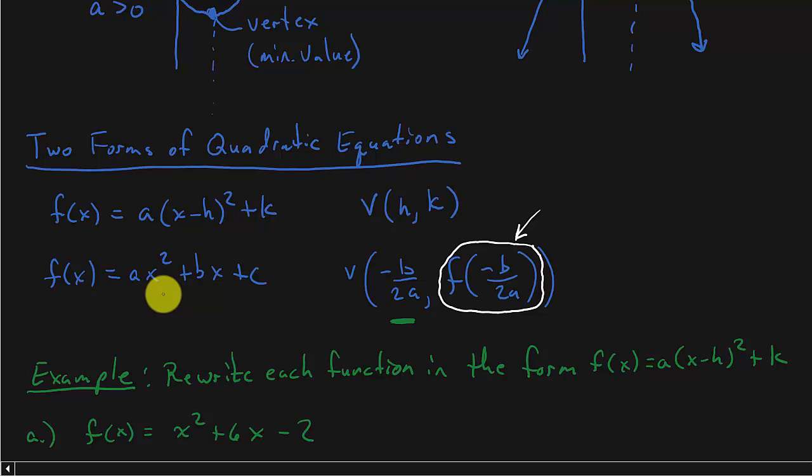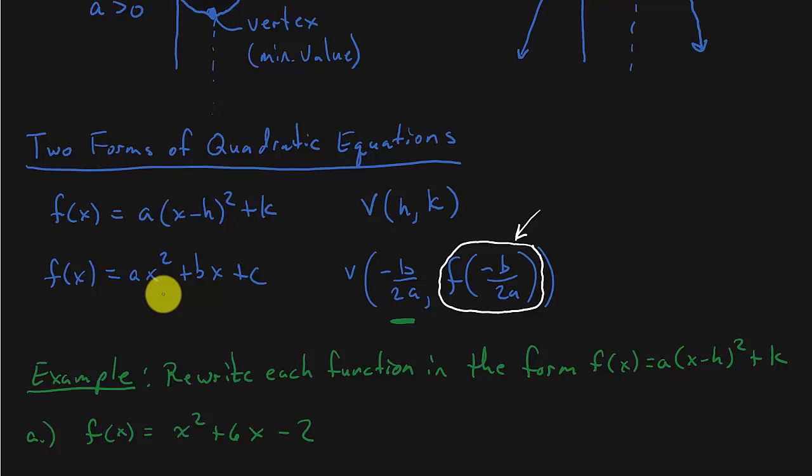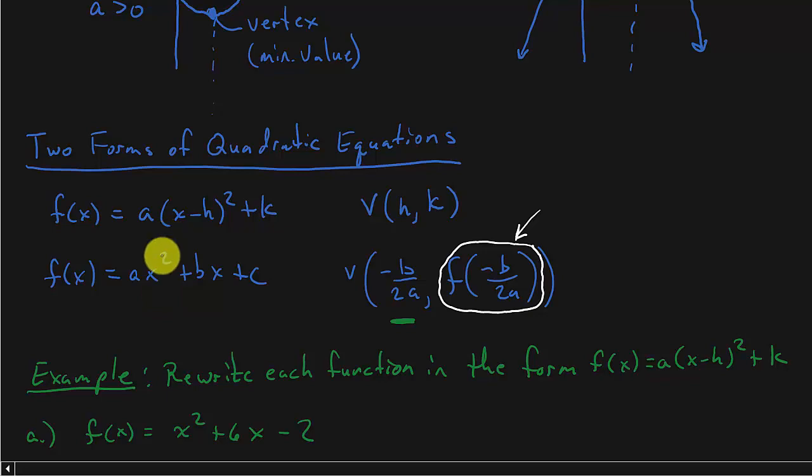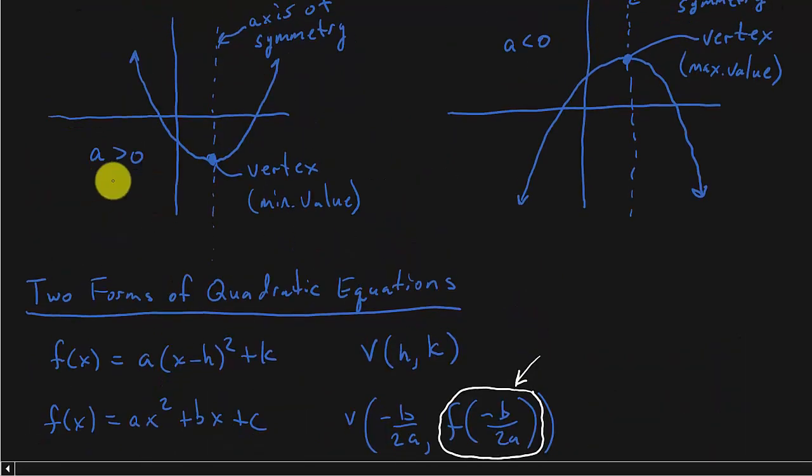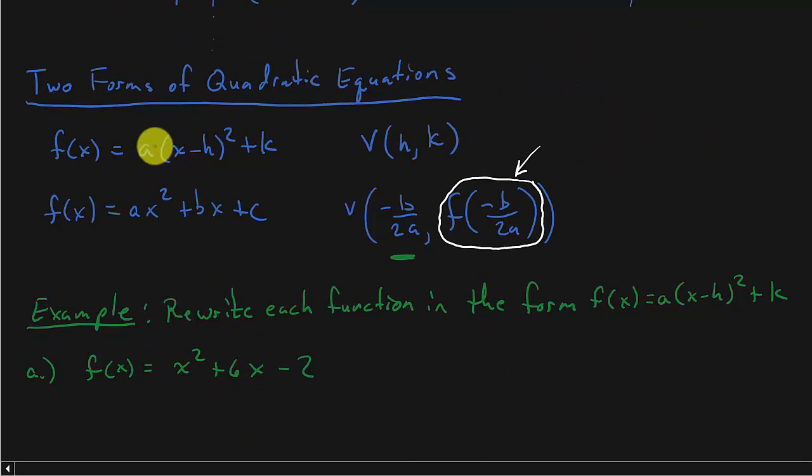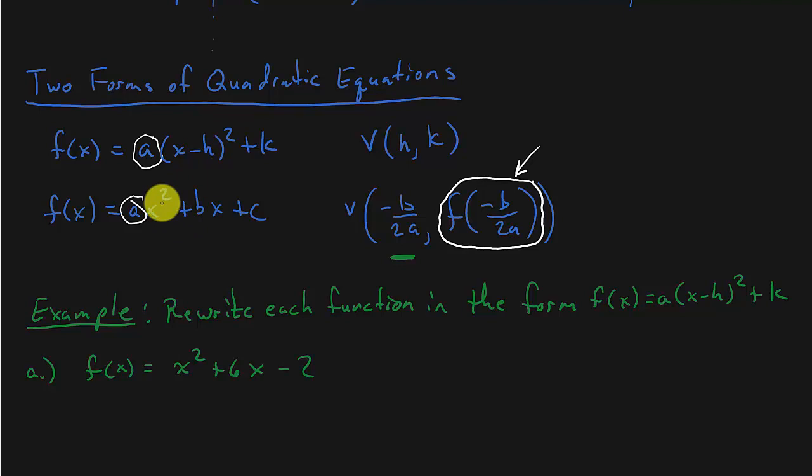All right, let me also mention this a positive and a negative. If a is positive, the graph is going to open up. If a is negative, the graph is going to open down. So what is a? Well, a is the number in front of the squared part. See the squared part here and the squared part here. If a is positive, we know the parabola is going to open upward. If a is negative, we know the parabola is going to open downward.